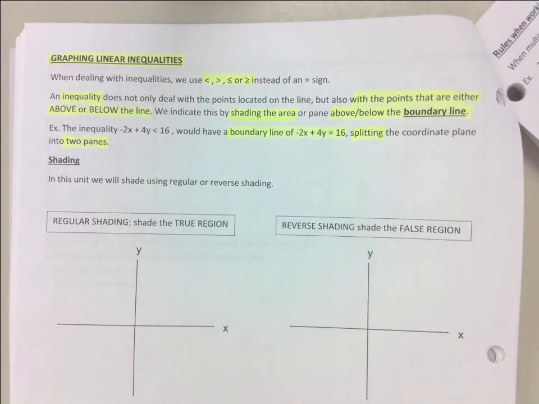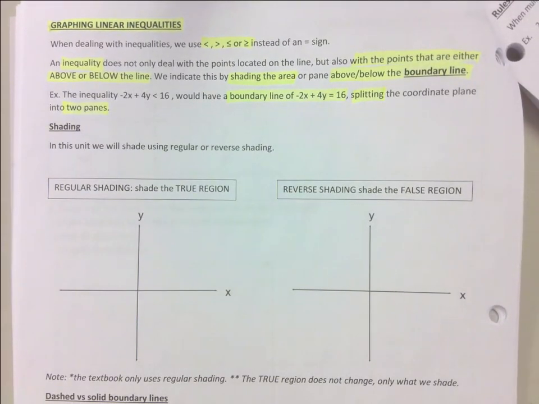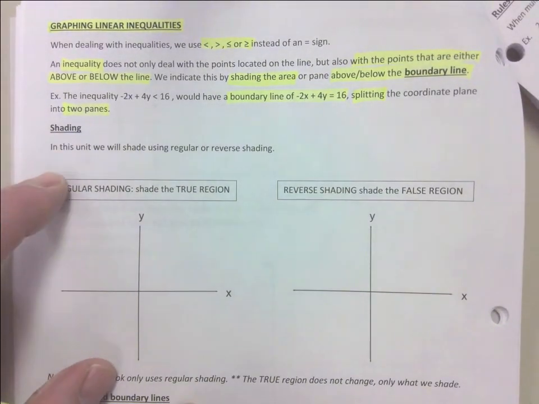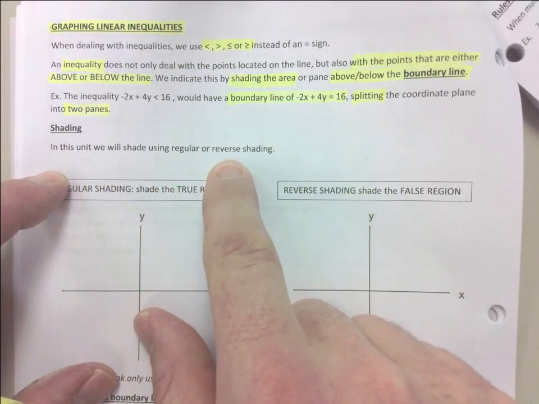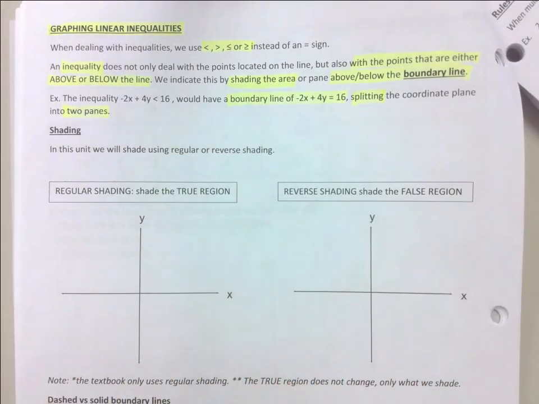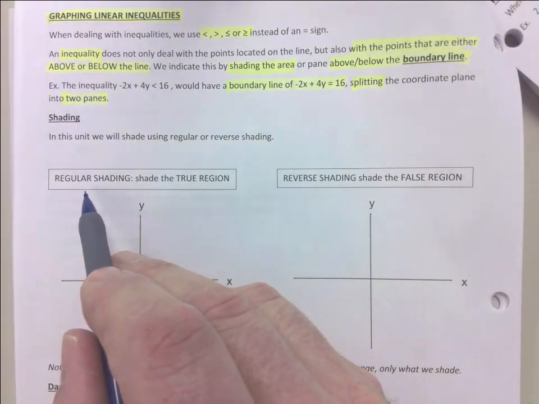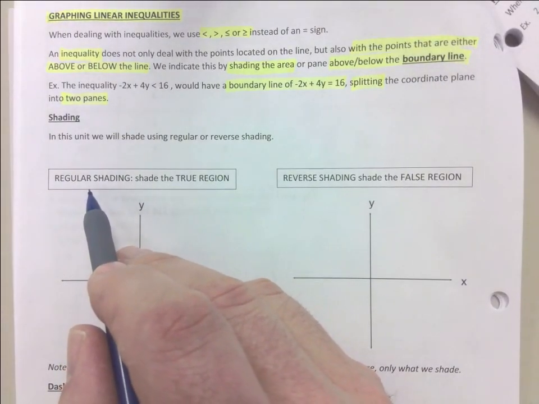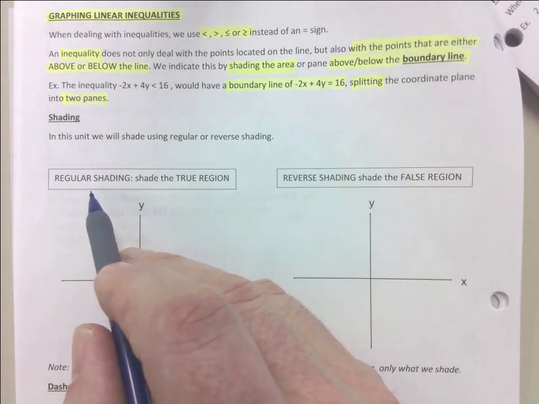So when we shade, okay, you've got to watch out. When we shade in this unit, we'll use regular or reverse shading, okay? And how is it different? Just listen carefully to this part because this causes confusion later. But it's going to make it easier if we understand what's happening, okay?